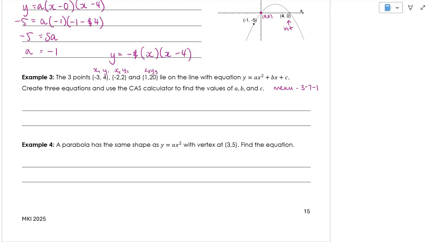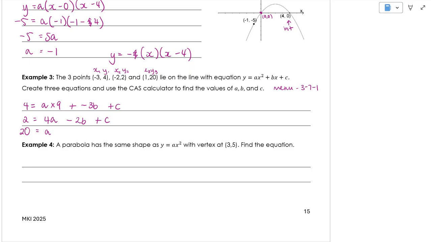So when I set this up, that first one's going to be 4 equals, and then everywhere that there's an x, I'm going to chuck in -3. So I've got a times -3 squared, which is 9, and then b times -3 is going to make that a -3b, and then c just stays the same. And you're going to repeat this process for all of these until you get to a point where you've got your variables you can sub in, remembering to tell your calculator you're going to be solving for a, b and c instead of x and y, okay?